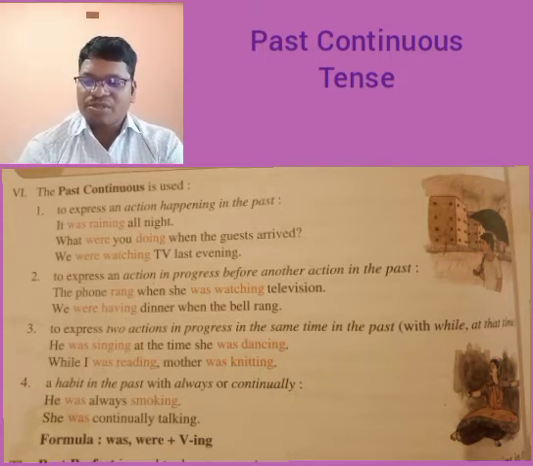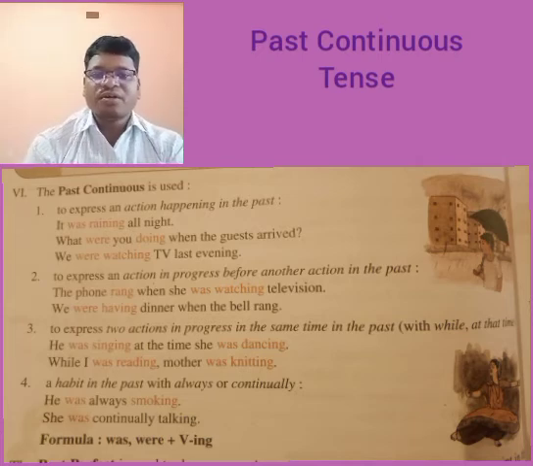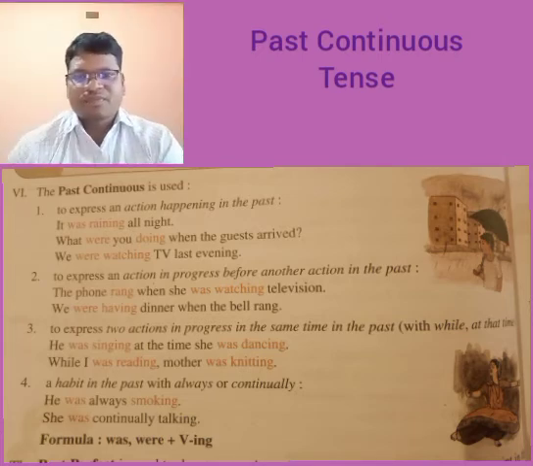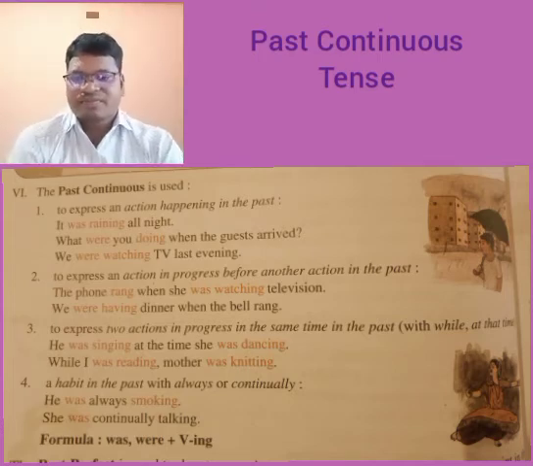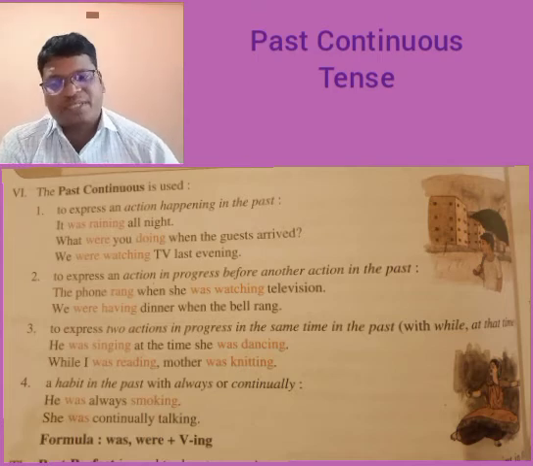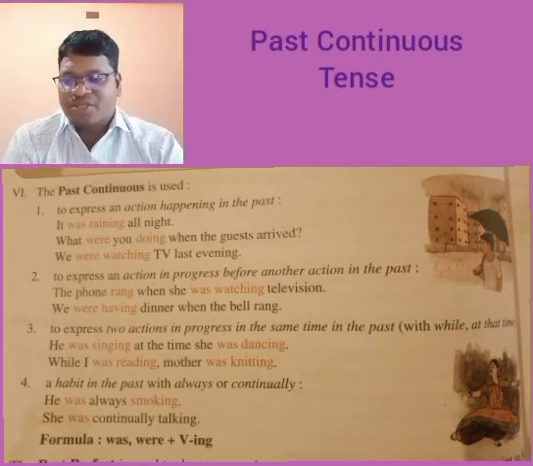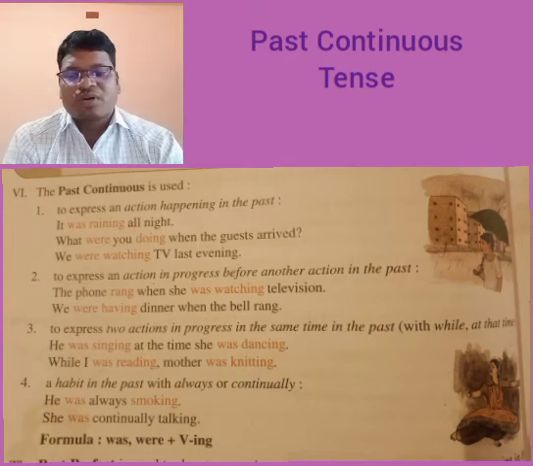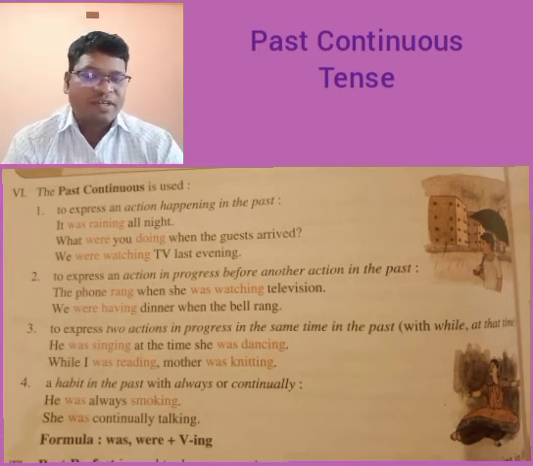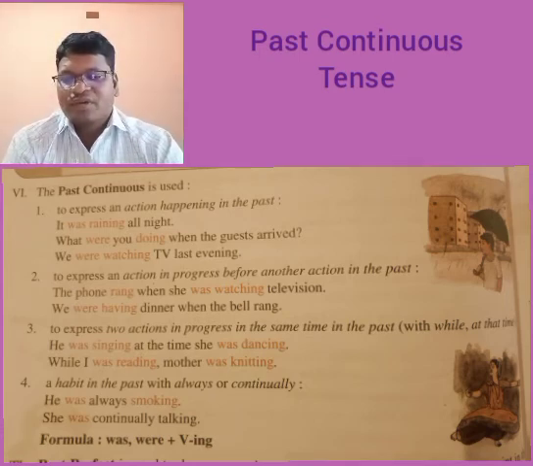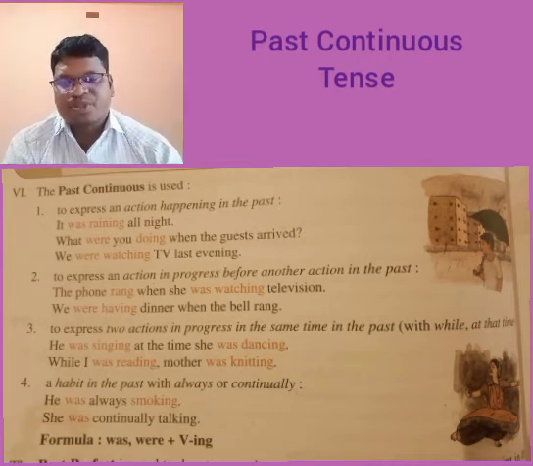Let us talk about some situations where we use the past continuous tense. The first point is to express an action happening in the past. So what did I say? I said to express an action happening in the past. Just like an example, it was raining all night. What were you doing when the guest arrived? One more example, let's see. We were watching TV last evening. So these are the examples of the first point.